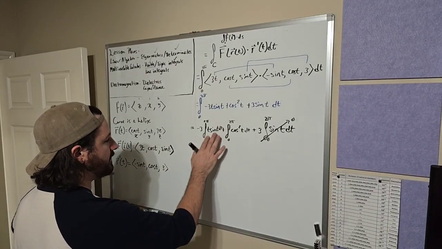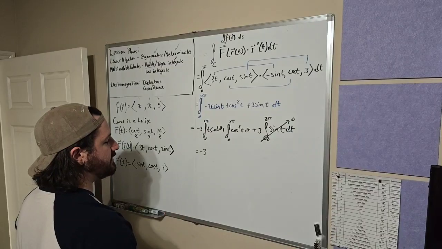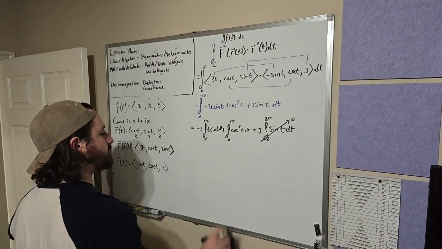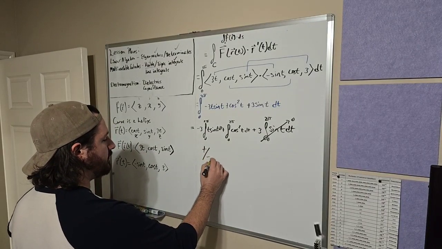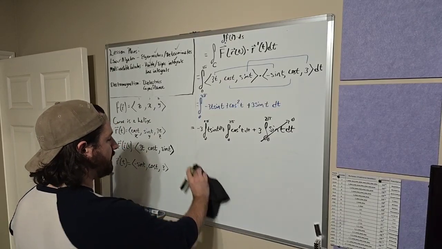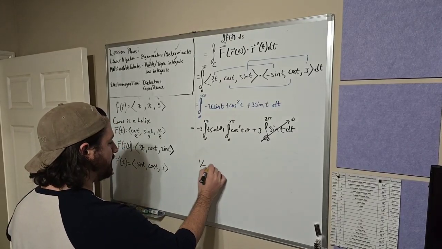So we have negative 3. So this t sine t, we're going to have to do integration by parts. So I'm actually going to make myself a little space real quick. We'll do that and we'll leave a little space above so I can rewrite it. There we go. That makes sense.